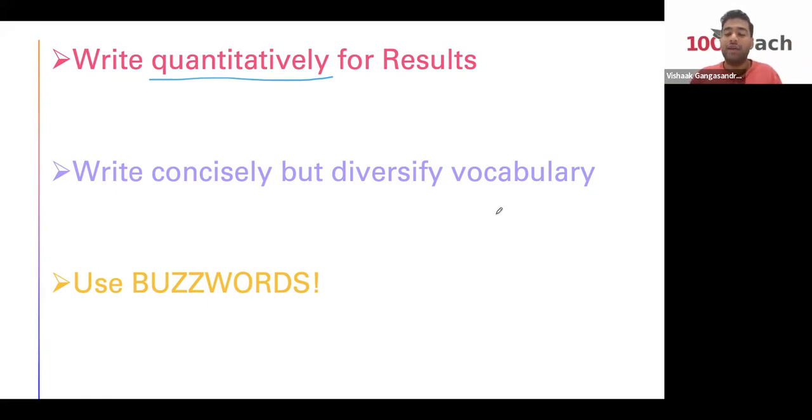And diversify vocabulary. This is just a general part of writing well. But what I mean here by diversifying vocabulary is using scientific terms. A lot of people, especially in grade 12 and even after they graduate school, write in very informal English.